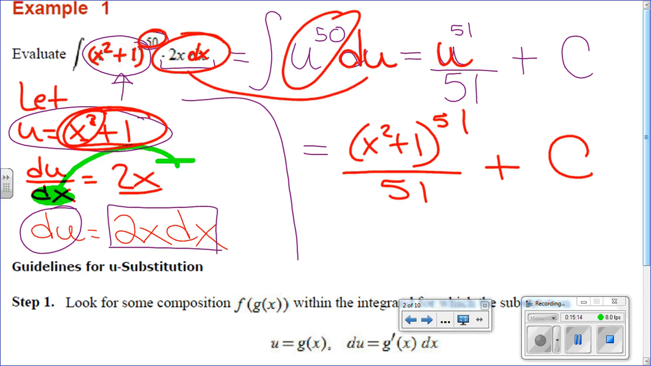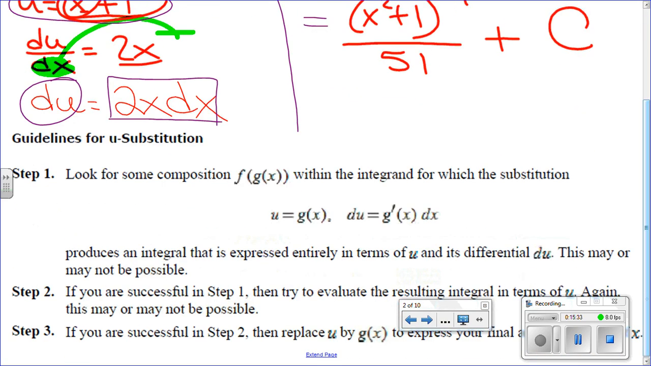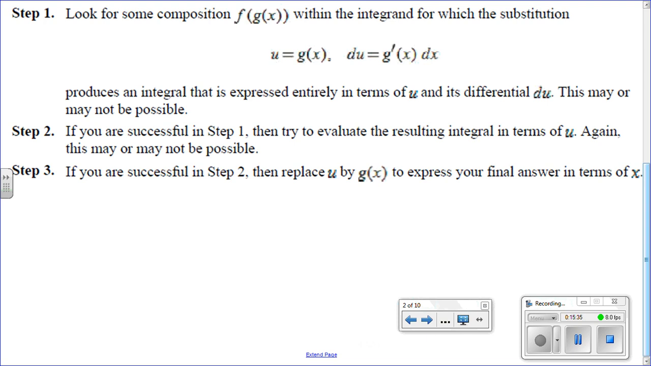Yeah, this 2x dx was substituted with du. Now, why do you need to have du? Because you're integrating with respect to u. So that's why you have to have du somehow in there. Okay, let's look at the guidelines here. Maybe that will answer some questions.